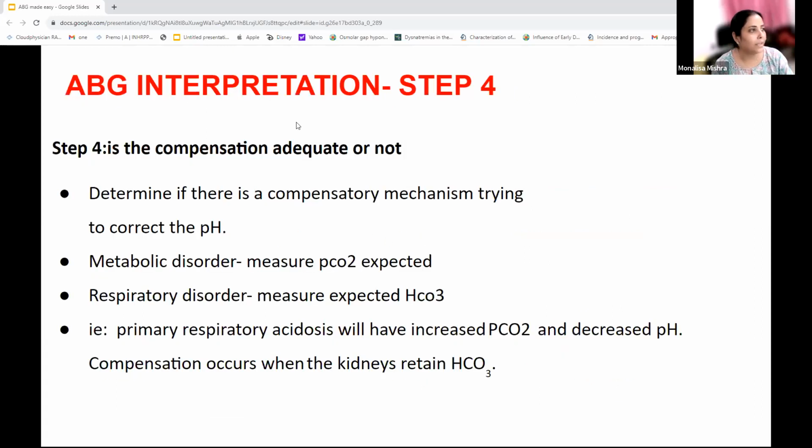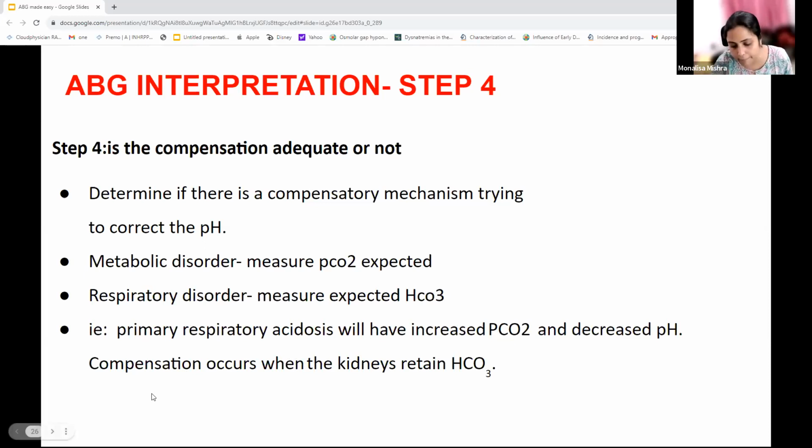Then the next step will be to find out if the compensation is adequate or not. How do you calculate that? If it is a metabolic disorder, you have to measure the expected PCO2. If it's a respiratory disorder, you have to measure the expected bicarb. And then you find out if the compensation was adequate or not.